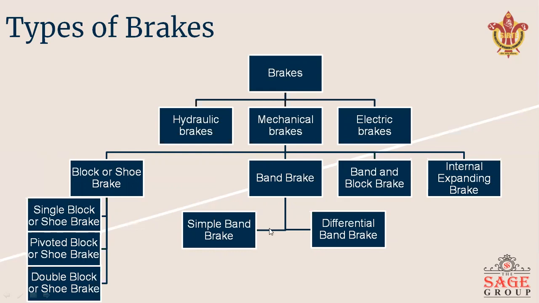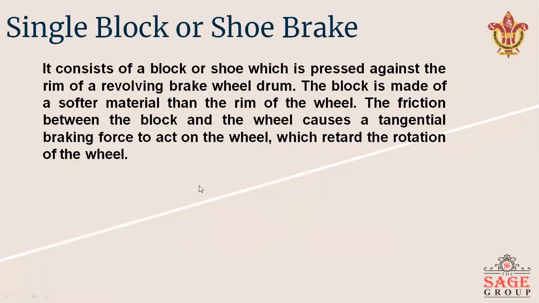Now we will discuss the shoe brake. First one is the single shoe brake. It consists of a block or shoe which is pressed against the rim of the revolving brake wheel drum. The block is made of softer material than the rim of the wheel. The friction between the block and the wheel causes a tangential braking force to act on the wheel, which retards the rotation of the wheel.